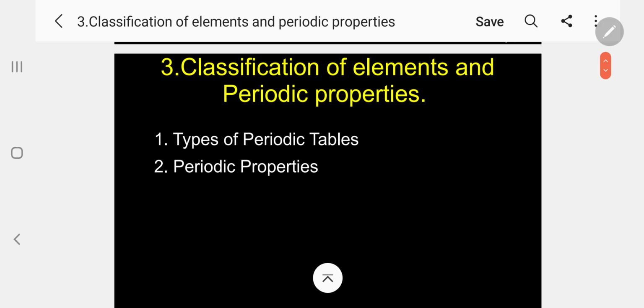Before attending this unit, from the student's point of view, I want to give important information. What are the topics we have to study? Mainly there are two subtopics you have to study. One is types of periodic tables. Another is periodic properties. Kindly follow.